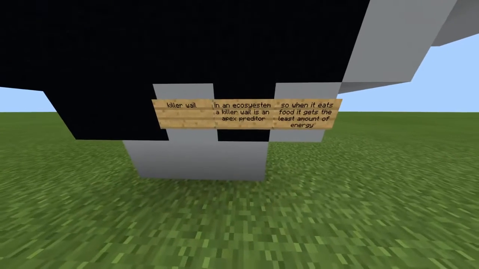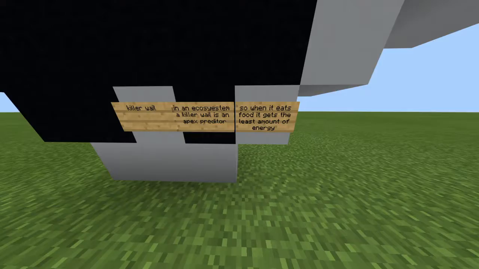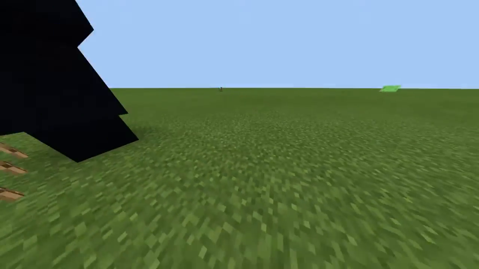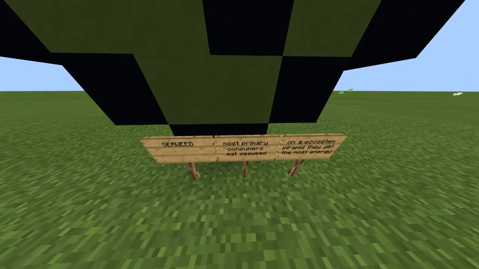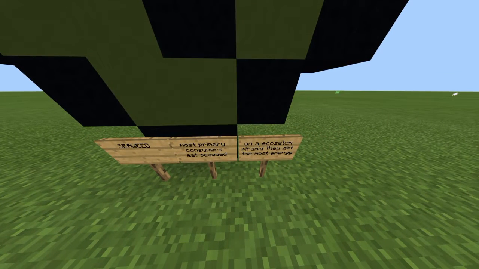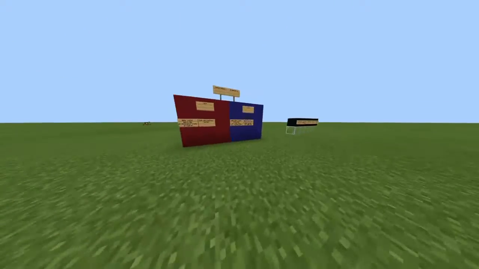In a beach ecosystem, the killer whale is an apex predator. So when it gets food, it gets the least amount of energy. And then for the seaweed, the primary consumers eat seaweed. On the ecosystem pyramid, they get the most amount of energy because they're the first ones to get energy.